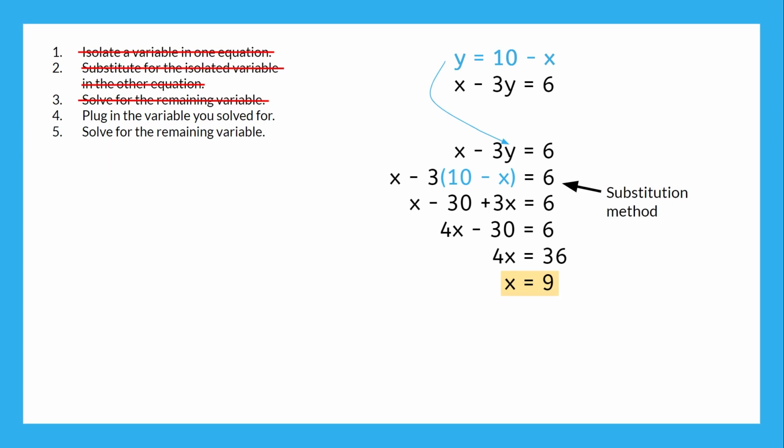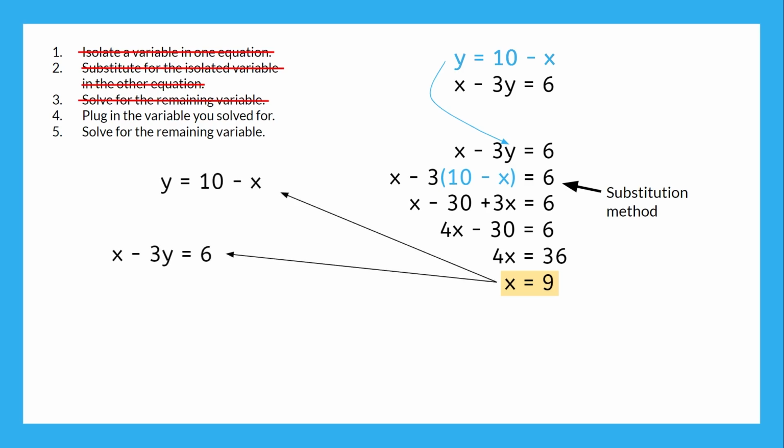Now let's finish solving this system. Our next step is to plug in the variable we just solved for, that's x, into either one of the original equations. To prove that either equation is okay, I'm going to use both of the original equations. For the first equation, if we plug in 9 for x, we get that y is 10 minus 9, which is 1. And if we use the other equation instead, we plug in 9 for x, subtract 9, and divide by negative 3, and we still get that y is 1. So it really didn't matter which equation we plugged into, they both gave the same answer.